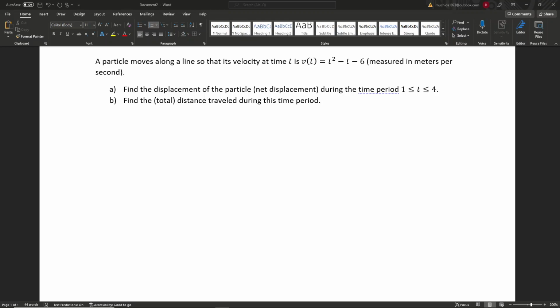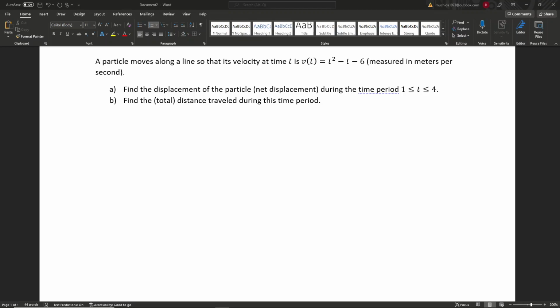Here is an example going over particle displacement when you're given the velocity of the particle. Now for this example, it says a particle moves along a line so that its velocity at time t is given by v of t equals t squared minus t minus 6, which is measured in meters per second.